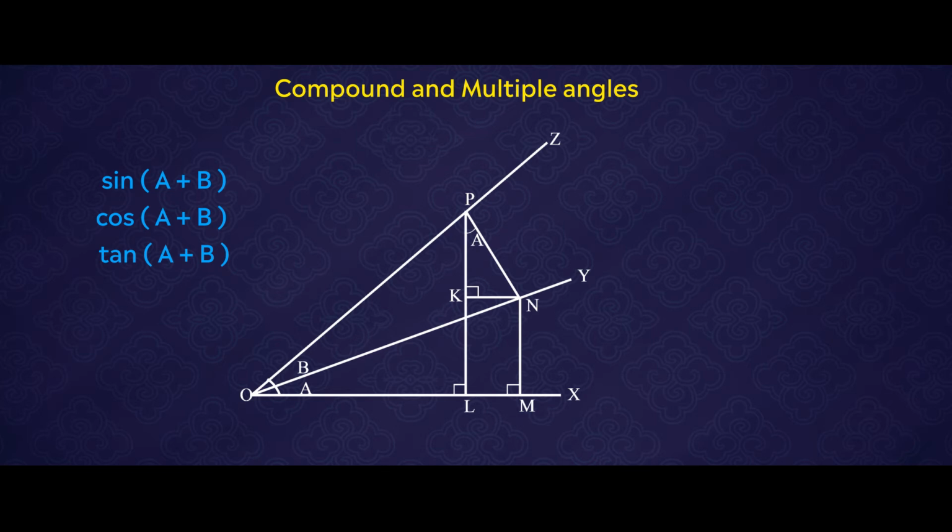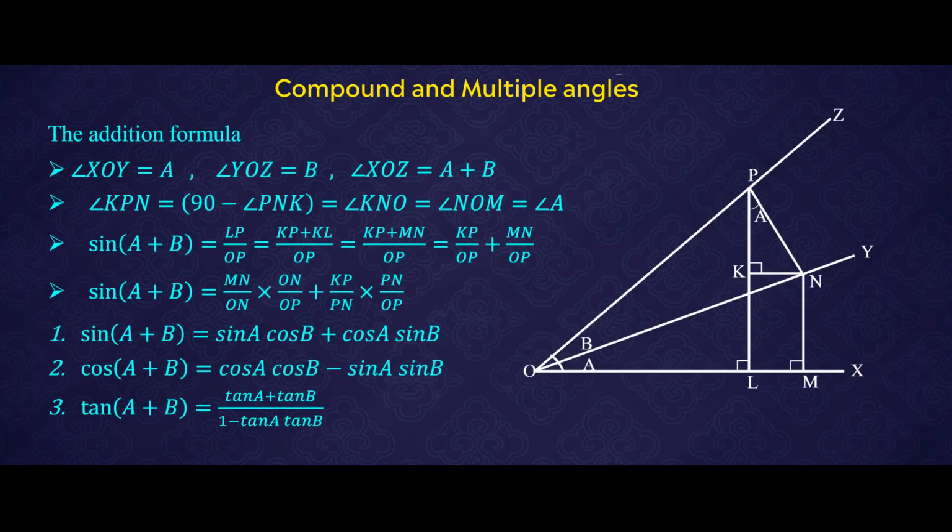Do you think I just want to throw one question to the students, whether sine A plus B can be written in the form of sine A plus sine B? But if you look at the diagram here, the addition formula: angle XOY is A, angle YOZ is B. That means angle XOZ will be A plus B, and we want to find the sine of this A plus B.